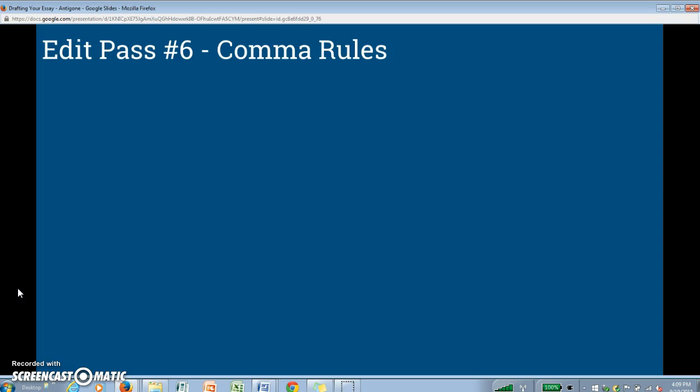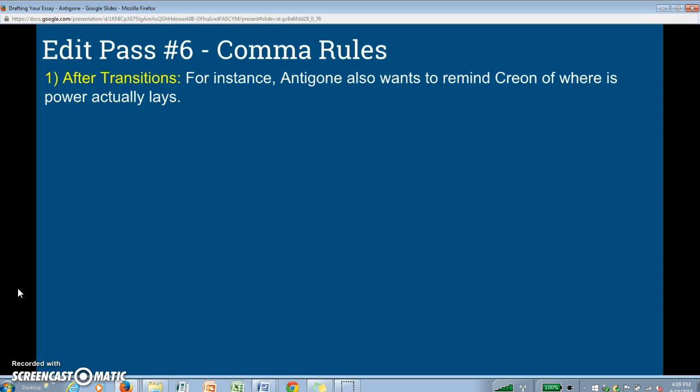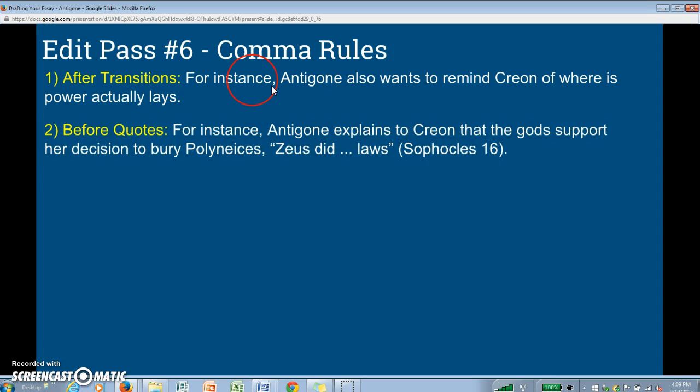Now, last but not least, I'm going to specifically check for comma rules. The first comma rule I'm going to check for is, did you put a comma after your transition? So when you say, for instance, for example, also, in addition to, however, there should be a comma after that transition. Please make sure that you do that. Comma rule 2, before the quote. So please note that when in your evidence you have a quote, there should be a comma before that quote. No comma here, no comma here, no commas there, a comma here, before you start your quote.